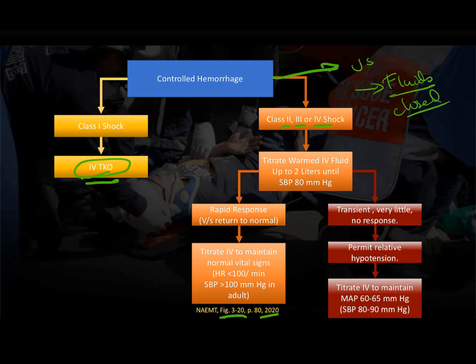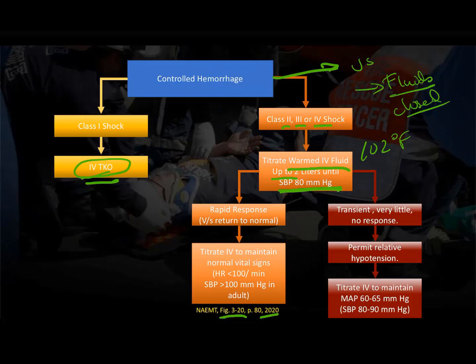So in classes 2, 3, or 4 shock, we want to titrate the patient's warmed IV fluid, so again, 102 degrees Fahrenheit solution if possible, and we're going to give a bolus of up to 2 liters, and that can be in 250 milliliter increments if necessary, monitoring the patient's blood pressure and vital signs. Once we get that initial up to 2 liters in, and we've reached the systolic blood pressure of 80 millimeters of mercury, we want to stop for a moment and see what happens.